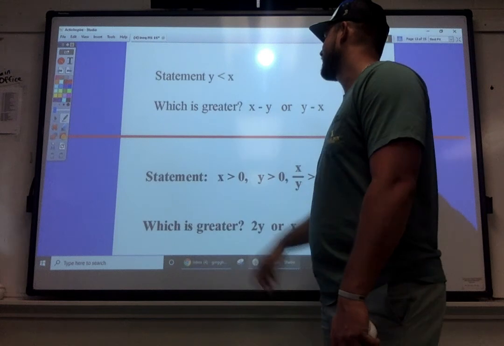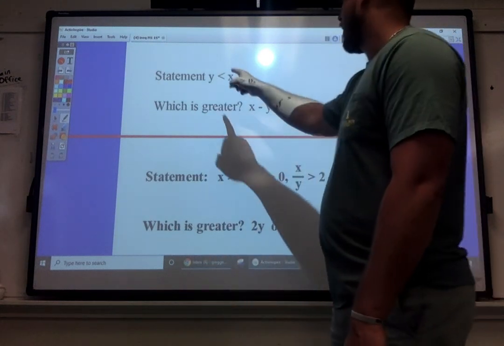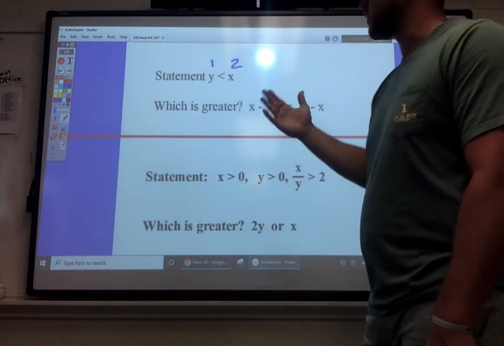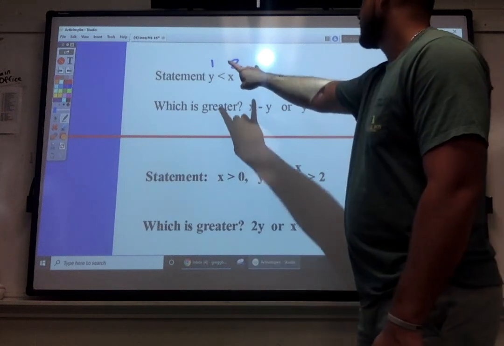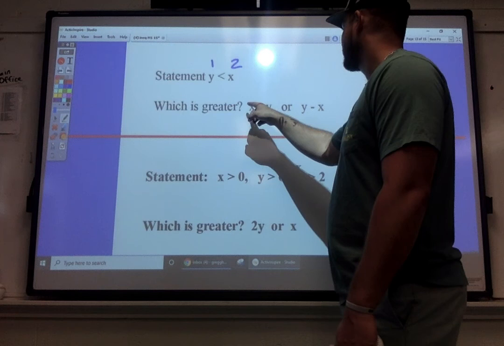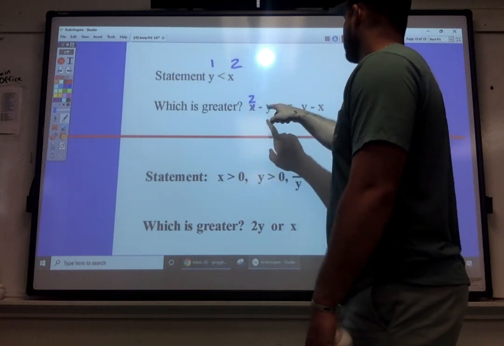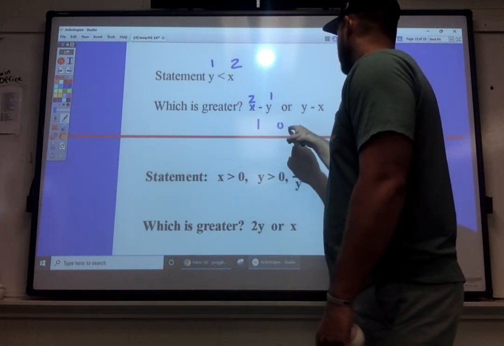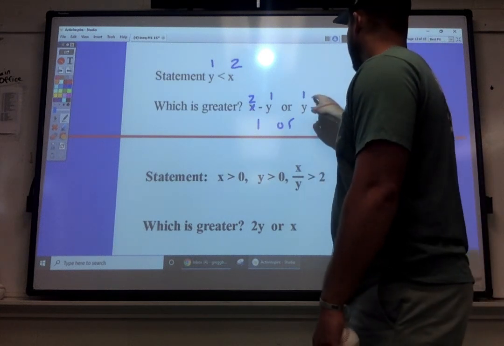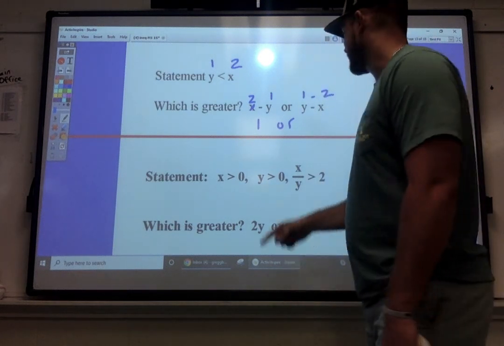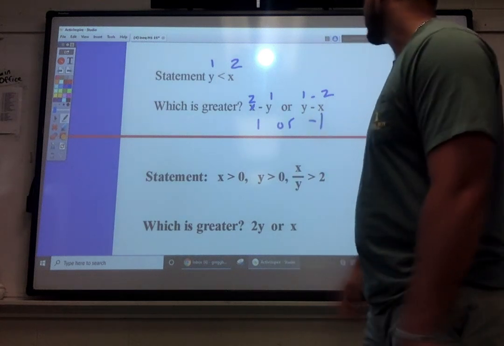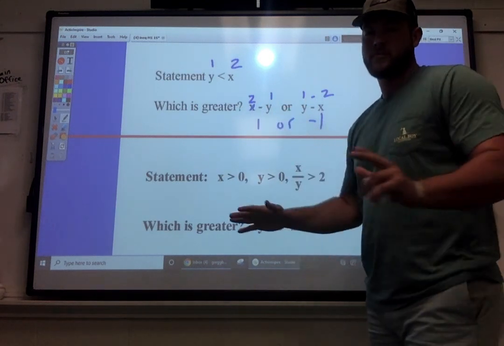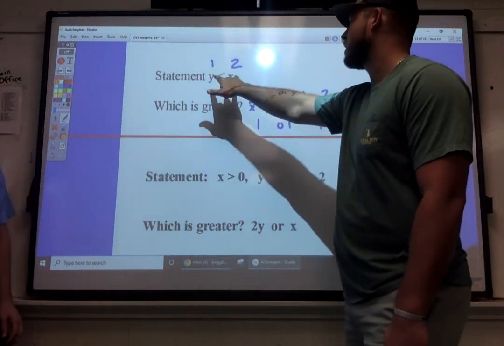Y is less than x. So I'm going to keep it simple. I'm going to make y a 1 and x a 2. You guys agree? Is 2 greater than 1? Yeah, it is. So let's keep these 2 numbers. Again, I made x a 2 and y a 1. Well, 2 minus 1 is 1. Or, same thing, y is 1 minus a 2. Well, 1 minus 2 is negative 1. So which is greater, x minus y or y minus x? Well, in this case, x minus y is greater. That's going to be true every time, no matter what numbers you choose, as long as you follow this statement.